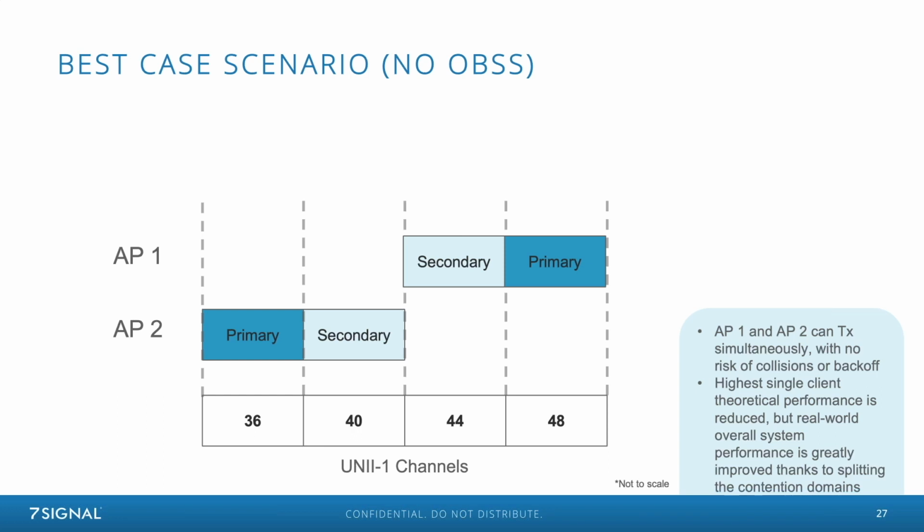There's a trade-off here. We give up the highest single client theoretical performance. So we cut the highest available data rate in half when we reduce our channel width by half. But the overall system performance is much, much improved because now we've got contention happening in parallel rather than all at once within a single domain.